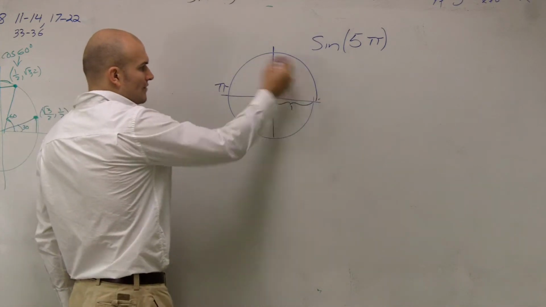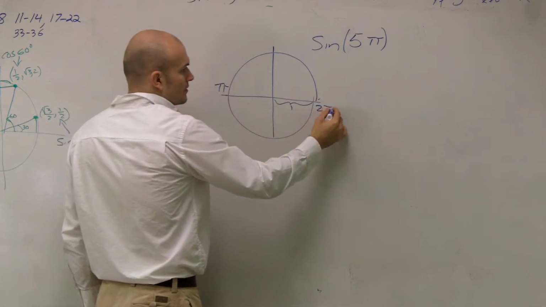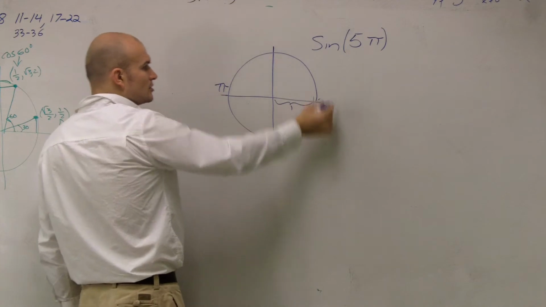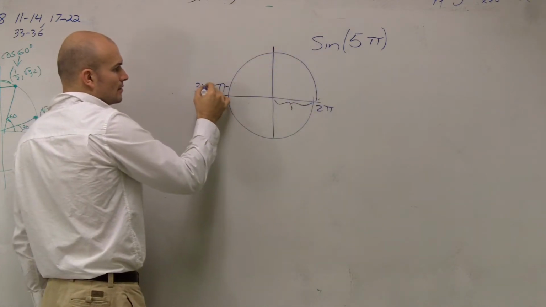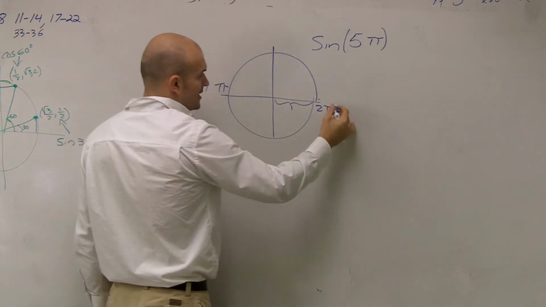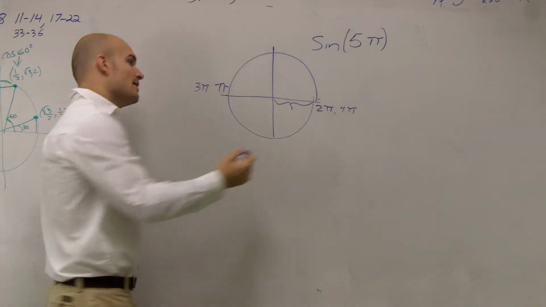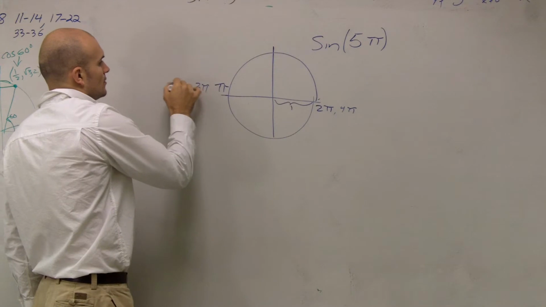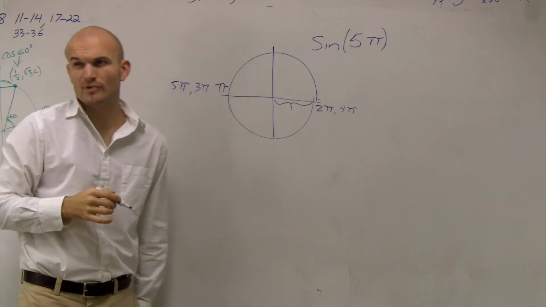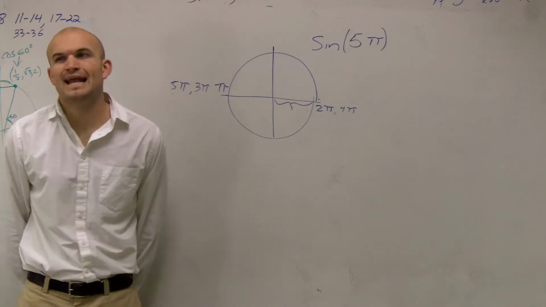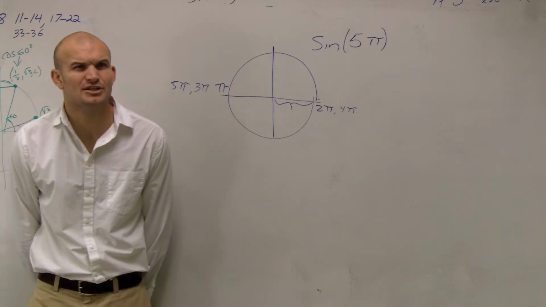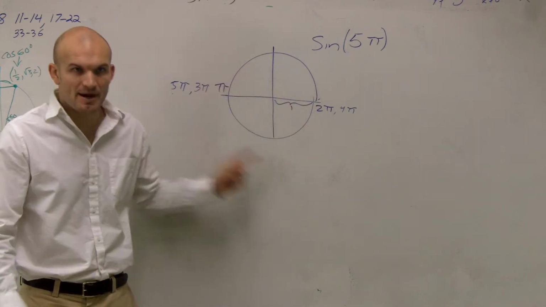You could say, well, that's pi, that's 2 pi, right? Go back around, 3 pi. Over here, 4 pi, right? And then around again would be 5 pi, right? Well, what if I said 108 pi? All right, how are you guys going to do that without mentally going around and around?